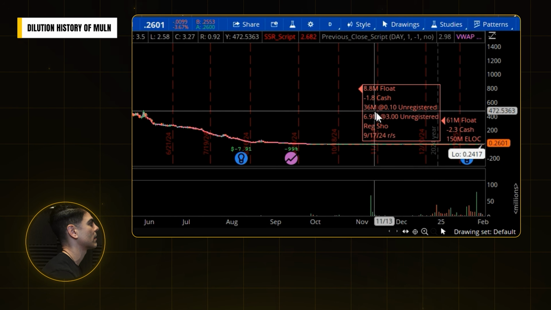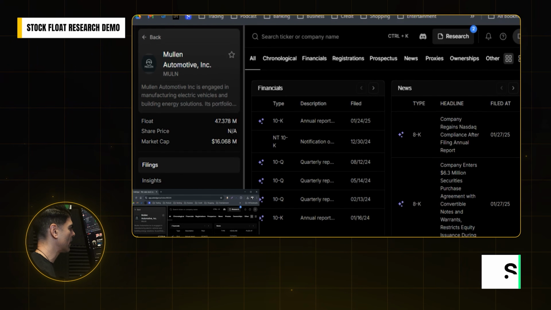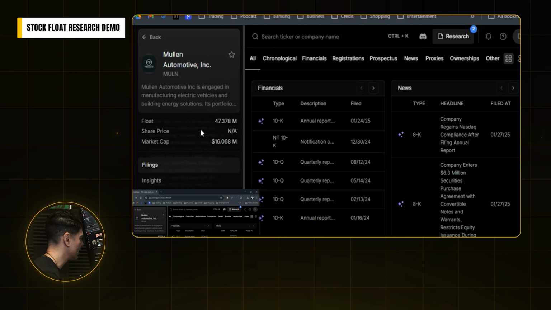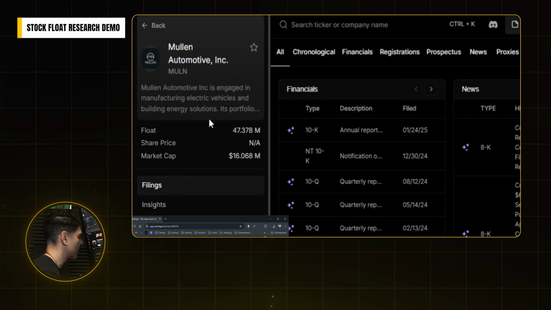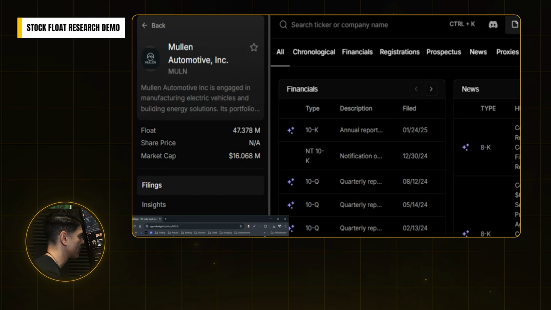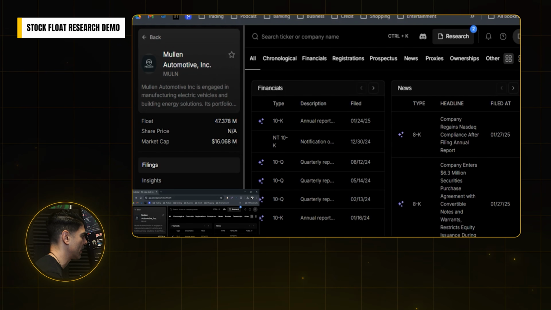And that's why the stock is listed on the market, to raise money. Okay, so this is Mullen's profile on Ask Edgar. As we can see here, the current float is actually 47 million, updated on Ask Edgar. So I like to use multiple sources to check the float. Ask Edgar is pretty accurate. It uses AI to figure out the float through the filings, scraping all the filings.